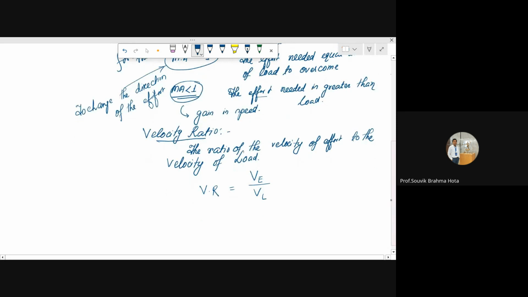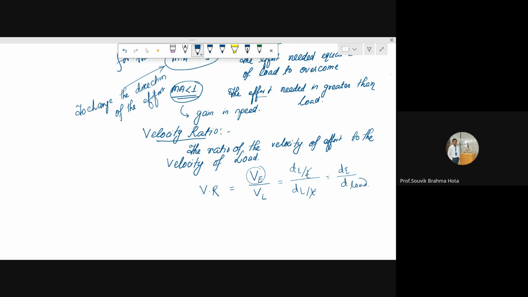Now we can do one thing. We know velocity is nothing but distance by time. So V can be written as distance of the effort by time. VL is also distance of the load by time, so the time gets cancelled. So what you will be having is distance traveled by the effort by distance traveled by the load. So that also can be used. If you don't have the velocities, then with the help of distance, distance of the effort by distance of the load is nothing but velocity ratio. So this is how you can define velocity ratio.